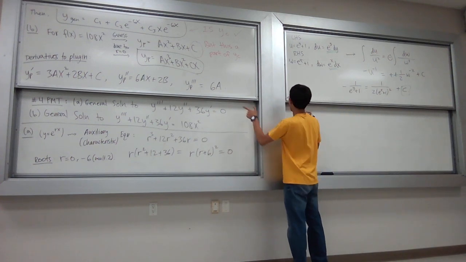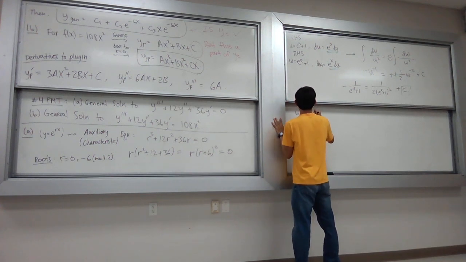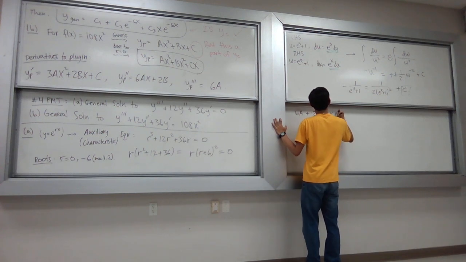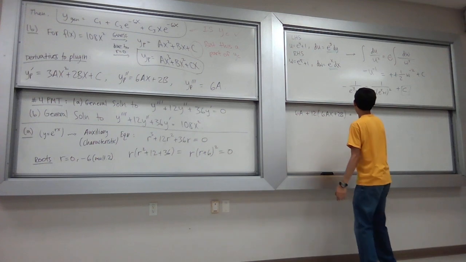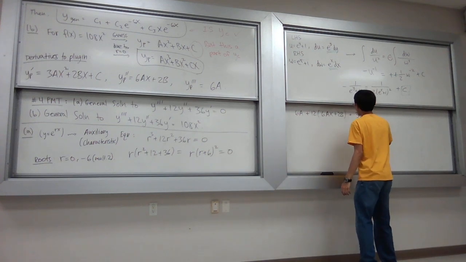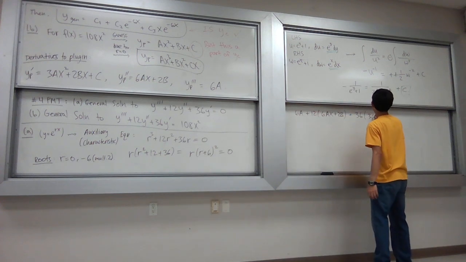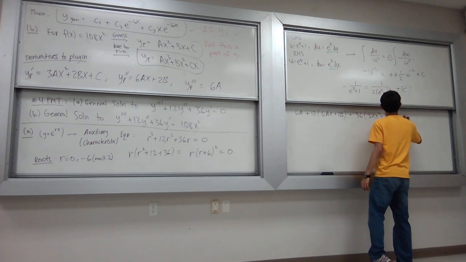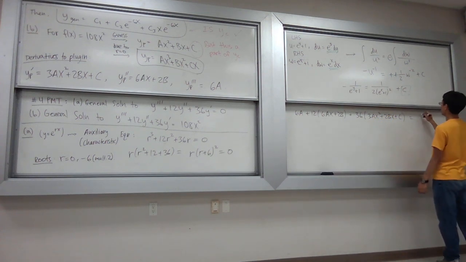let's get to it. So triple prime, 6a; 12 y double prime, it's 12 times 6ax plus 2b; and then 36 y prime, so 36 times 3ax squared plus 2bx plus c, equals, right, the right-hand side, 108x squared. Okay.